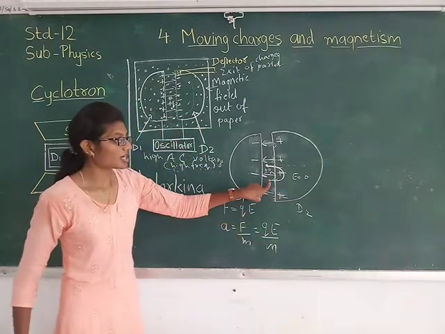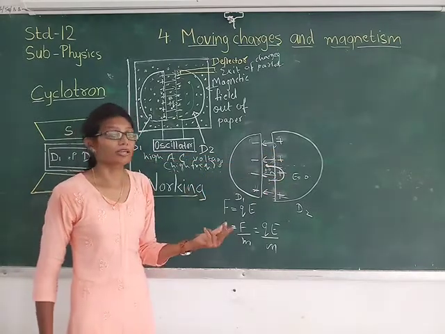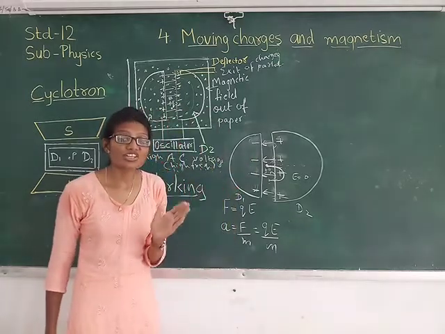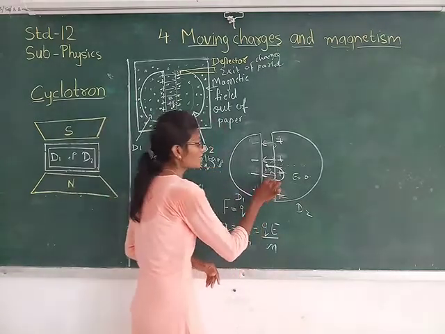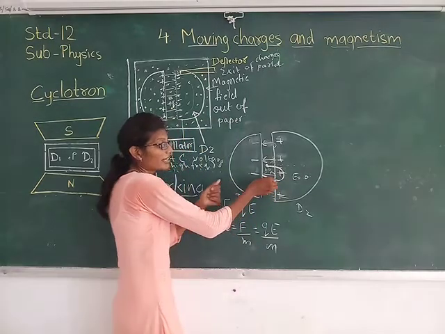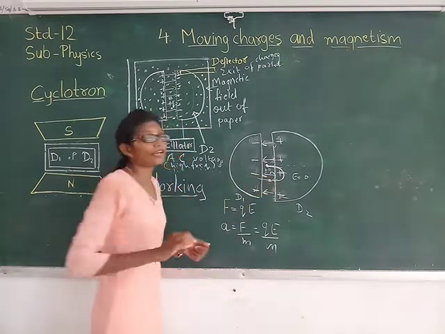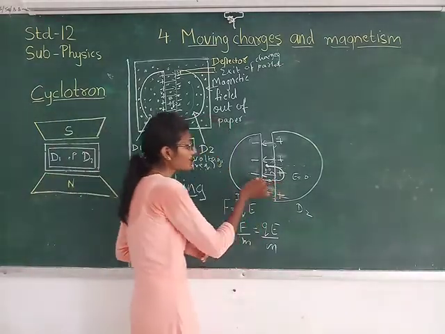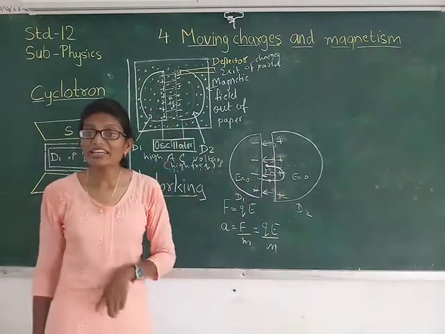So what happens when the charge comes over here? The polarity of D1 and D2 reverses, and when the polarity reverses, the direction of the electric field line also reverses. So now the charge which has come over here will be accelerating towards D1, right? It will now have higher energy. Again when it enters into D1, because it is hollow, there will not be any electric field.